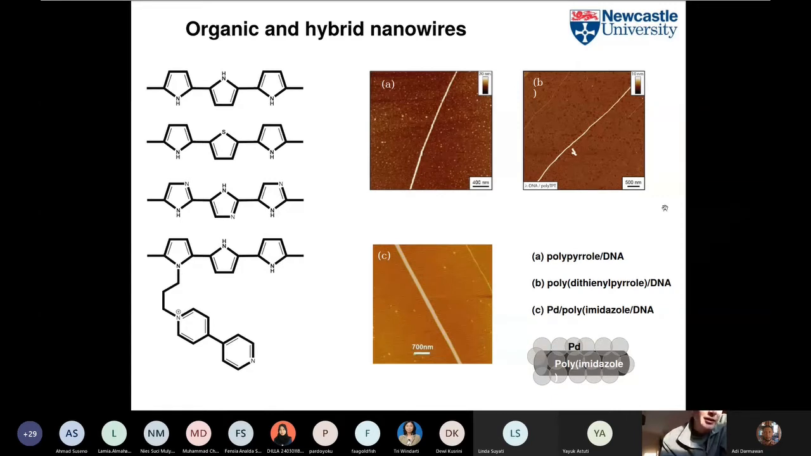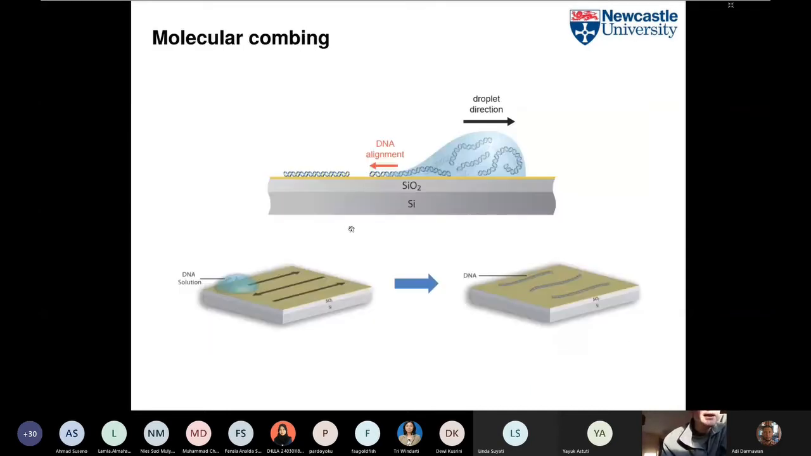Okay, so that's the general scheme for how we prepare nanowires. So I'll talk a little bit about the characterization next. Next slide, please.